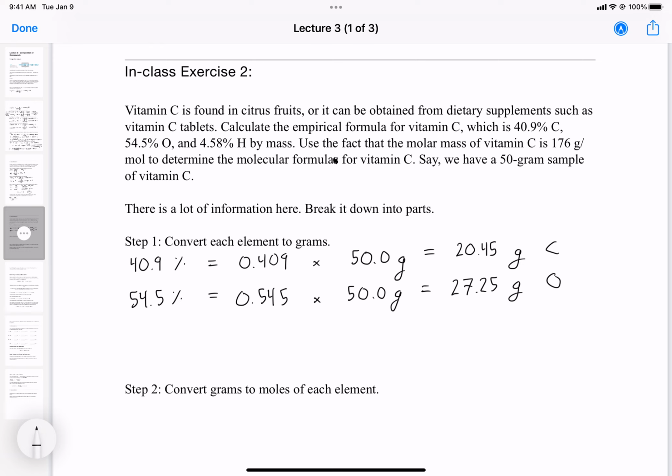And then lastly, we have 4.58% for hydrogen by mass. So this is 0.0458 times 50 grams, and we get 2.29 grams. Okay, so now we have the grams of hydrogen, oxygen, and carbon. That's good. So now we need to convert to moles.